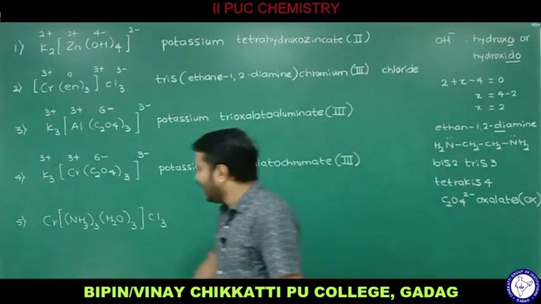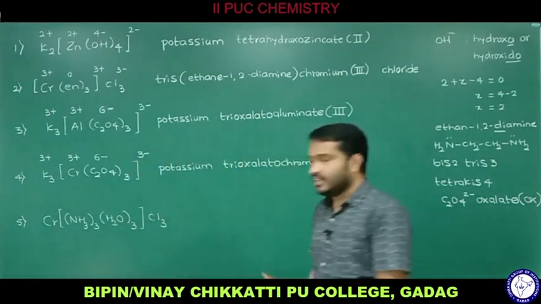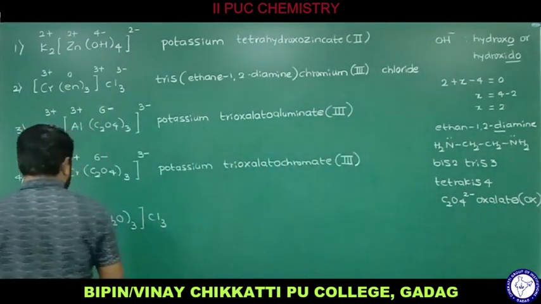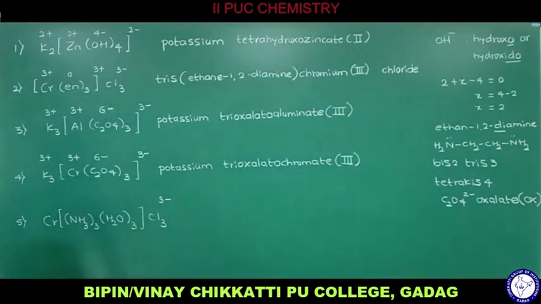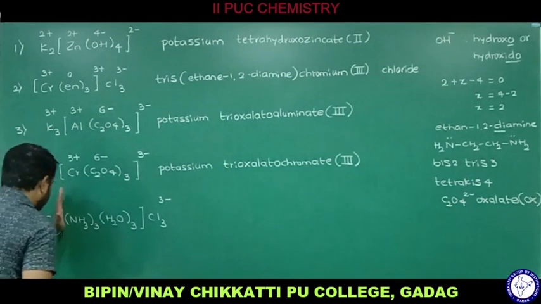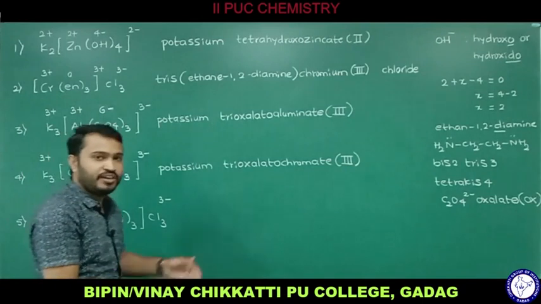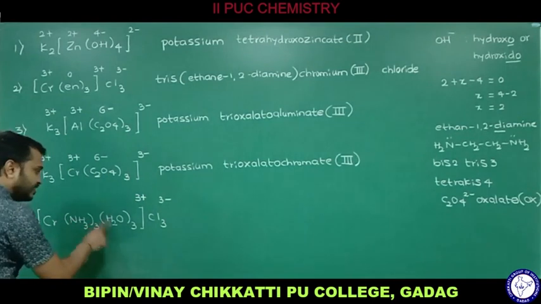In the fifth example I have Cr, NH3 3 times, H2O 3 times, and Cl3. We'll identify what kind of complex it is. Cl will be minus 1, so 3 minus. I think I mentioned it wrongly, so the square bracket should be here, because the coordination sphere should have the central metal atom with the ligands. Then the charge of the coordination sphere will be 3 plus. Cr is the central metal atom, and NH3 and H2O are ligands.